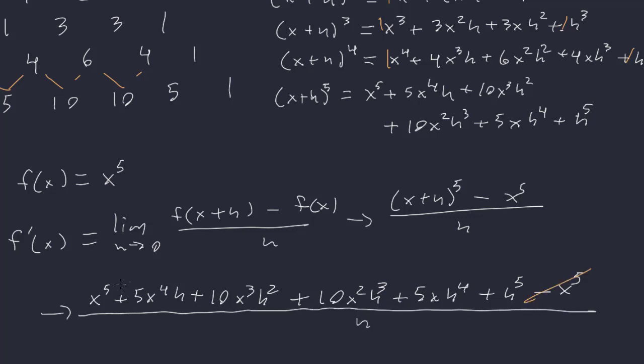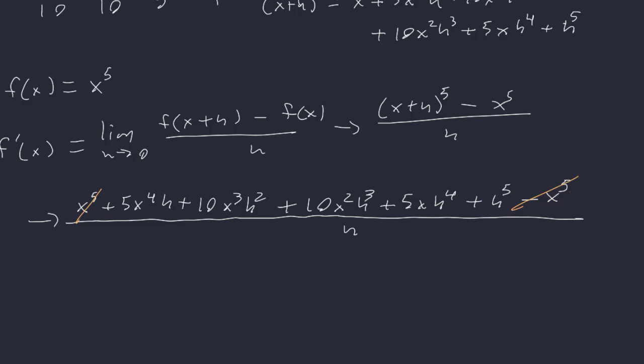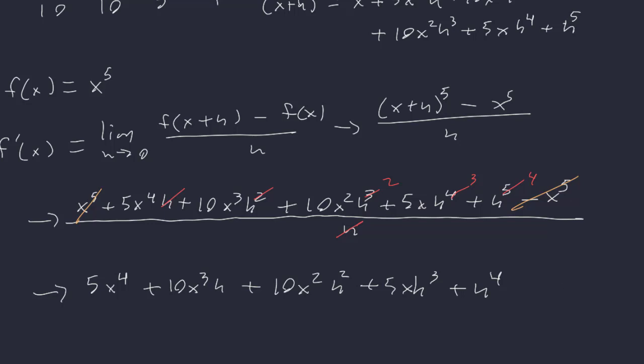Okay, so like always, the non-h terms all cancel, and then in the next step we can factor out an h, and I'll do that quickly here by just saying that h cancels with one of these h's in each term. So we end up with 5x to the 4th plus 10x cubed h plus 10x squared h squared plus 5xh cubed plus h to the 4th. Okay, still quite a bit of work, but all our h's are going to go to 0. And so the derivative of x to the 5th is 5x to the 4th.